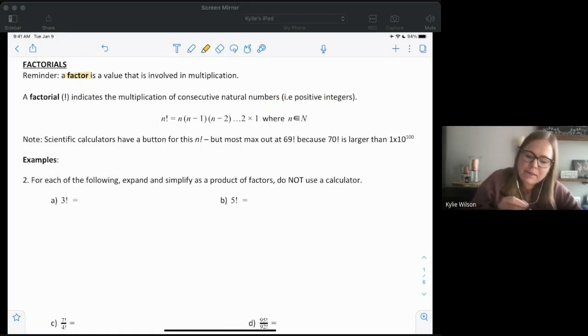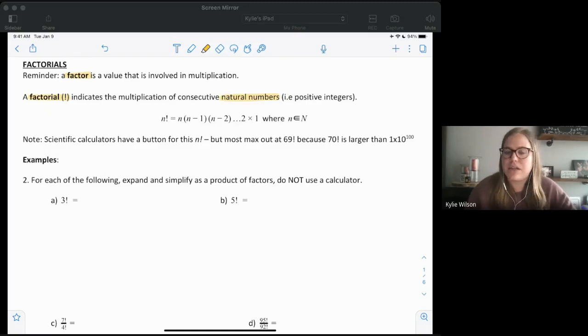Now, when we're talking about a factorial, which is denoted by a little exclamation point, it indicates the multiplication of consecutive natural numbers. This part's important. Only natural numbers, which are the positive integers. So 1, 2, 3, 4, all the way up, just the whole numbers and the positive ones.